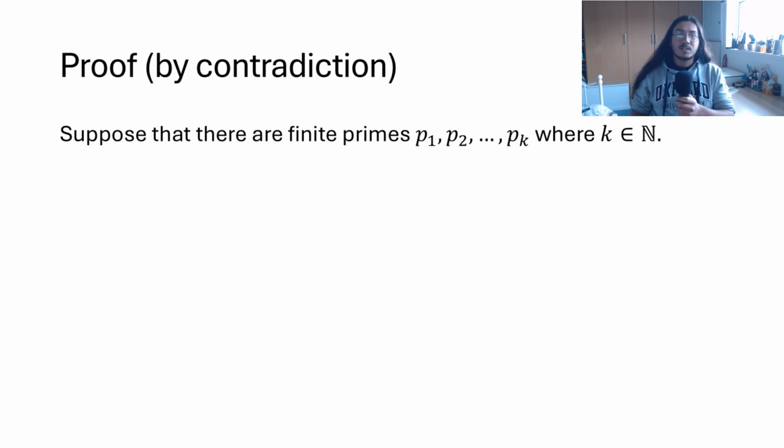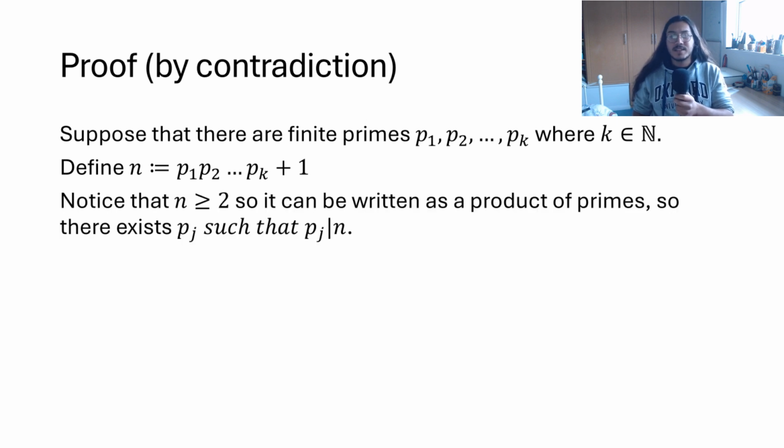So we start off with this proof by assuming that there are finite primes p1 to pk, where k is a natural number. We then define a number n to be the product of those primes plus 1. Notice that n has to be greater than or equal to 2, mainly because all the primes are greater than 1, so that means the product has to be greater than 1, and we're also adding 1 to it. That means n has to be greater than or equal to 2.